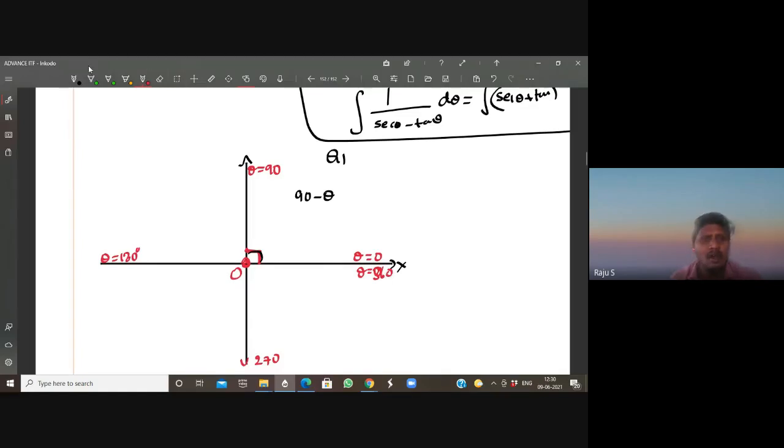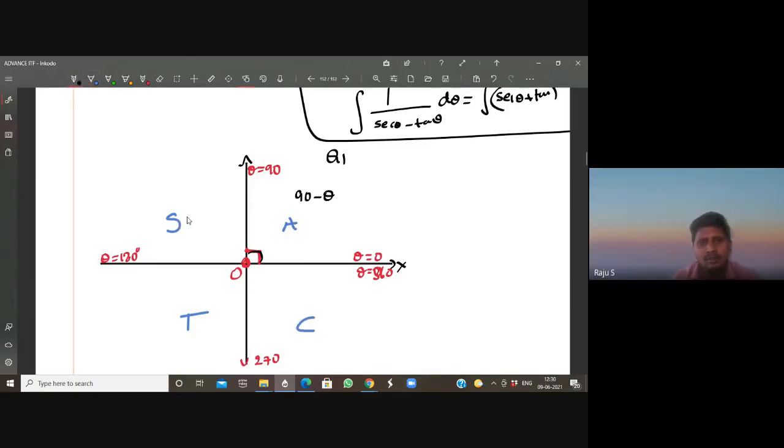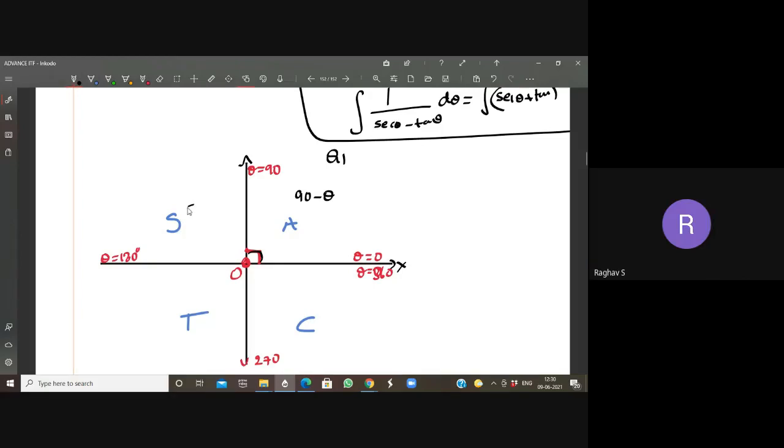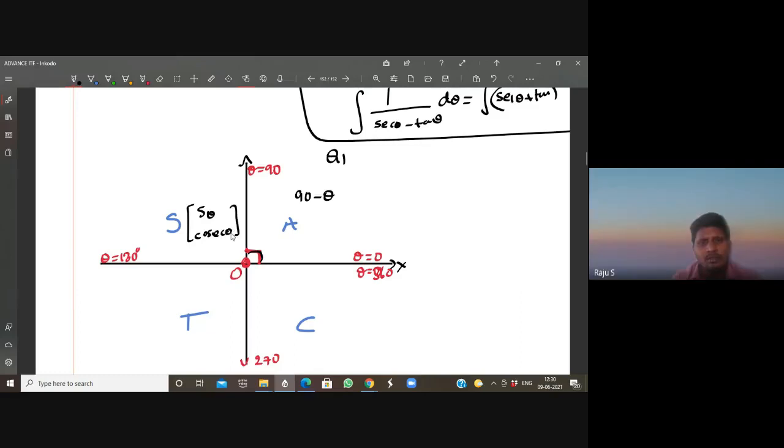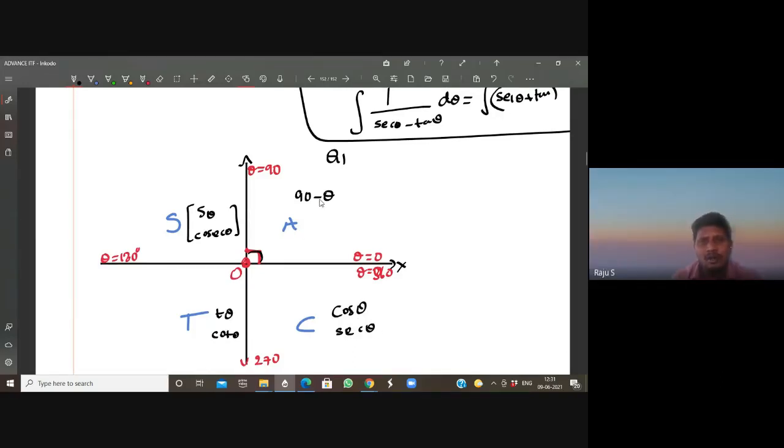Already we discussed that in the first quadrant, what functions are positive? A, S, T, C. All, sine, tan, cos. Yes or no? Yes, sir. All means sin, cosec theta, tan theta, cot theta, cos theta, sec theta. Very good. S is nothing but sine, and 1 by sine is cosec. T is tan theta, 1 by tan is cot theta. C is cos theta, 1 by cos is secant theta. So in the first quadrant all are positive.